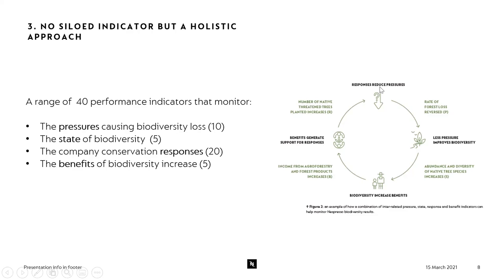So for instance, on threatened trees in that case, to look at the number of native threatened trees that have been planted. And in response to this response, looking at the pressure it creates, so less pressure on forest and land use change. And then going into the state of the diversity. So here the indicator is called the abundance and diversity of native tree species. Then into the benefits for the communities that comes out of this, let's say, stable and healthy ecosystems. And in that case would be the income from the agroforestry and forest products. So basically, I will not go through the 40 different indicators that have come in the recommendation, but the idea was to really look at the goals and objectives through the lens of the pressure state response and benefits we could monitor against these specific actions.